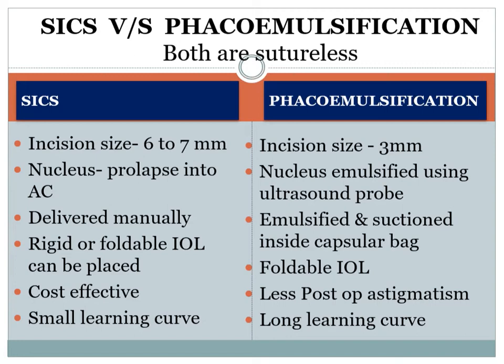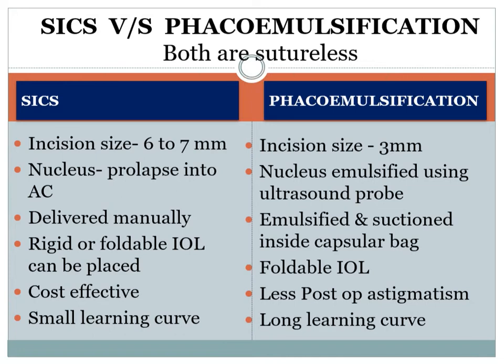And another advantage of small incision cataract surgery is it is an easy procedure to learn. Okay, whereas phaco, because you have to learn to coordinate your eye, your hand, your leg, everything, it has got a long learning curve. So SICS is an easy procedure to learn, whereas phaco is a slightly difficult procedure, so it has a longer learning curve. Okay, so this is the only disadvantage of phaco. It is costly and it has a longer learning curve.